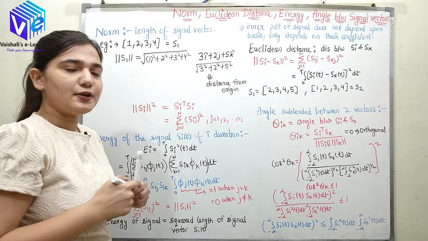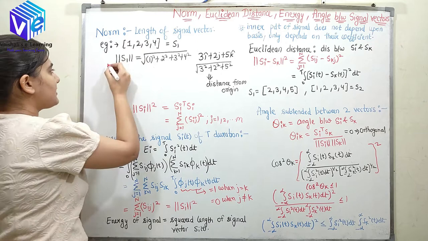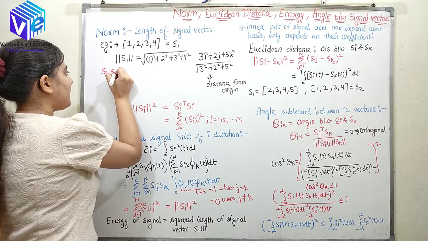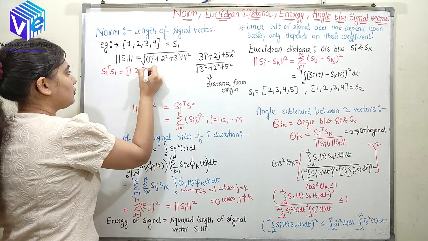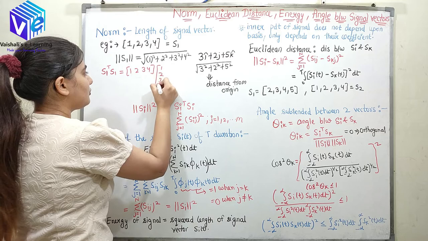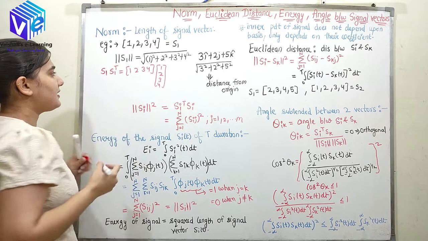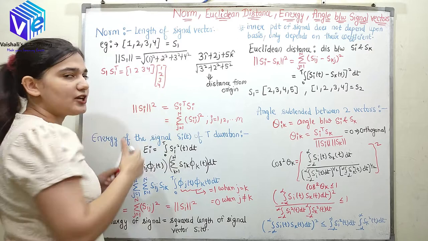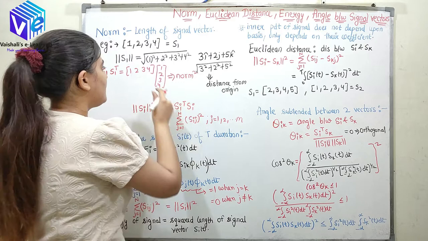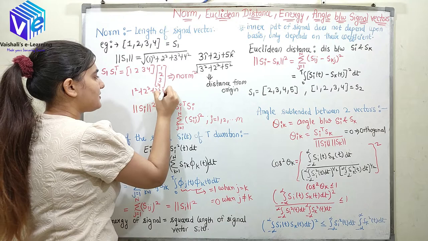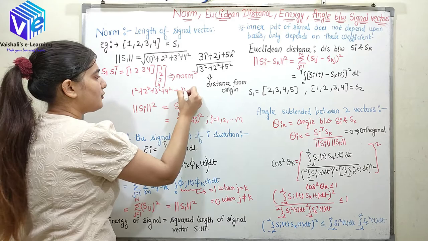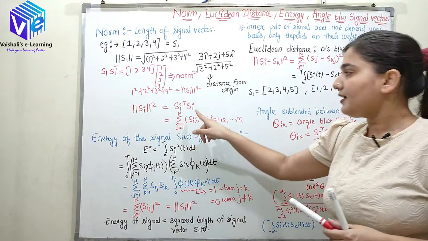If I need to find out s1, what I can do? I can take s1 and I can take s1 transpose and I can multiply them. If I have 1, 2, 3, 4 in the form of a vector, I can multiply it with 1, 2, 3, 4. I represent this as s1 into s1 transpose. This is giving me norm square. If I multiply these two, I'll be getting 1 square plus 2 square plus 3 square plus 4 square, which is s1 norm square. So it is equal to norm of s1 square. Now I can say si transpose into si gives me norm square.